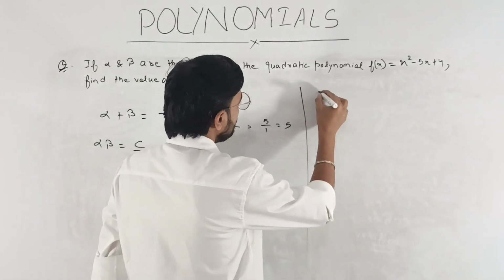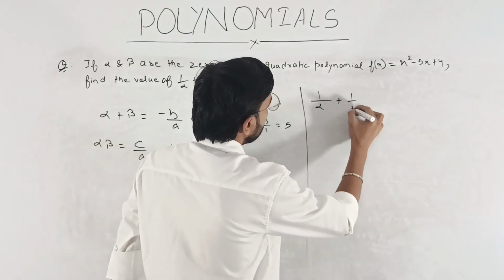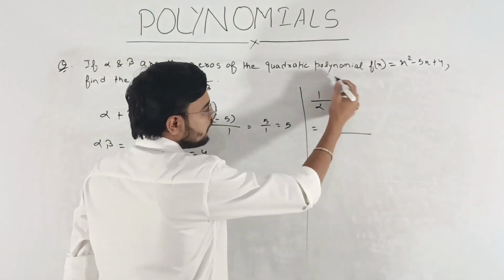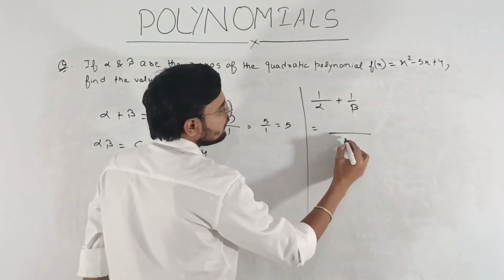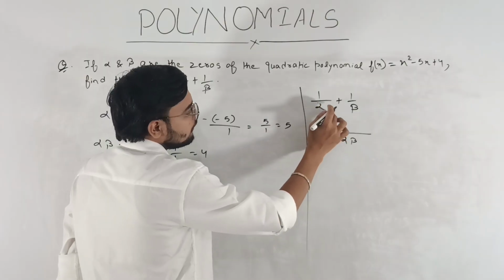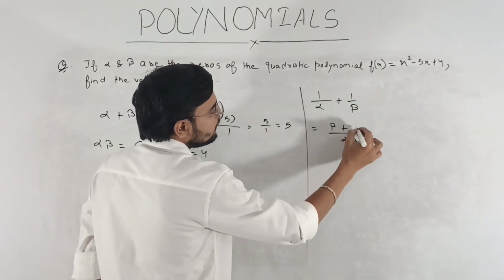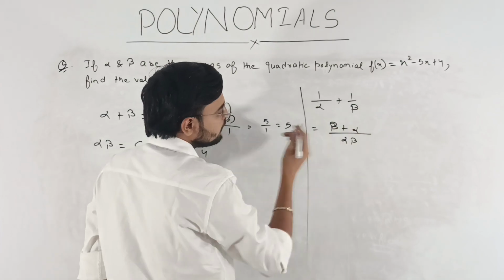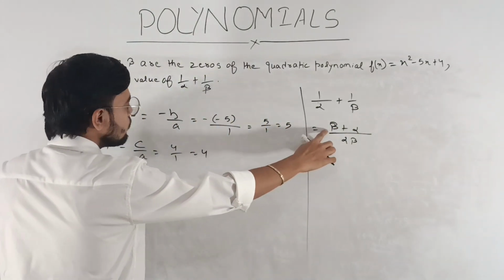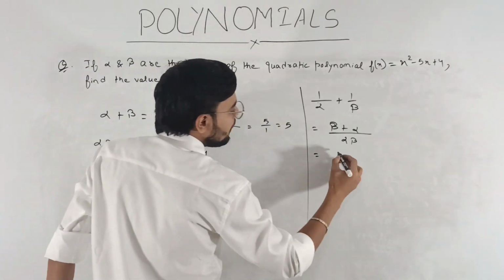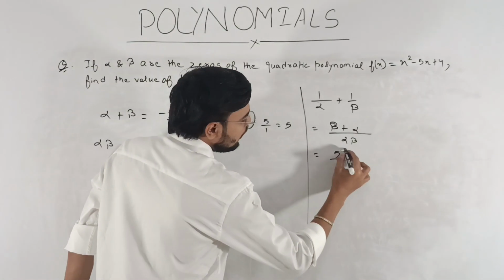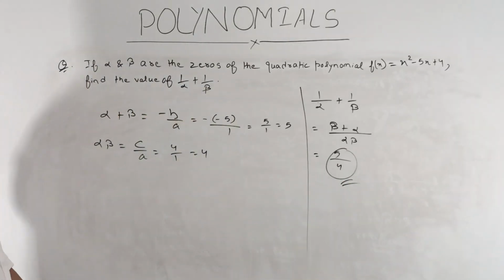Question is asking for 1 upon alpha plus 1 upon beta is equal to what? Now just take the LCM of these two. Then the LCM is alpha beta. So we get beta plus alpha over alpha beta. Now alpha plus beta is equal to 5, and alpha beta is equal to 4. Then our answer is 5 upon 4.